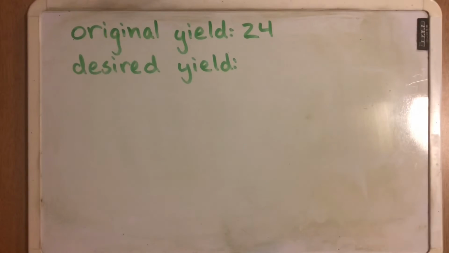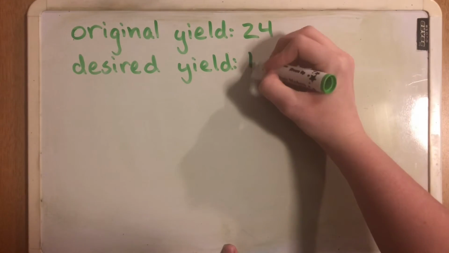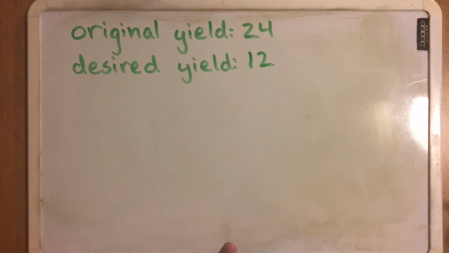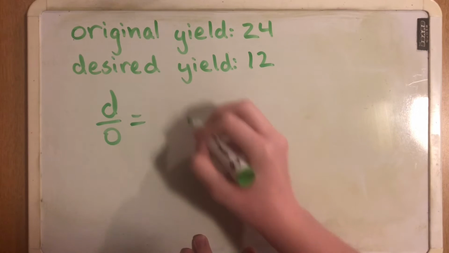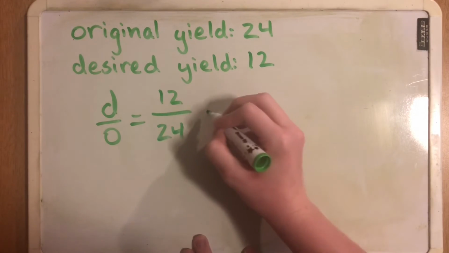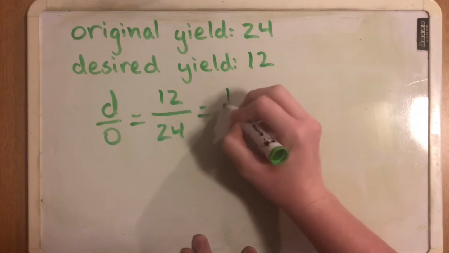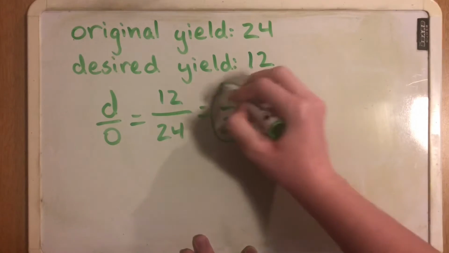Now let's say you want to make a recipe smaller. I'm not going to make you do anything more complicated than having a recipe for making it smaller. So our desired yield is going to be 12, and if you want to do the desired over original to check yourself, we want 12. We originally had 24. 12 over 24 we know is 1/2, so we're multiplying all our ingredients times 1/2.